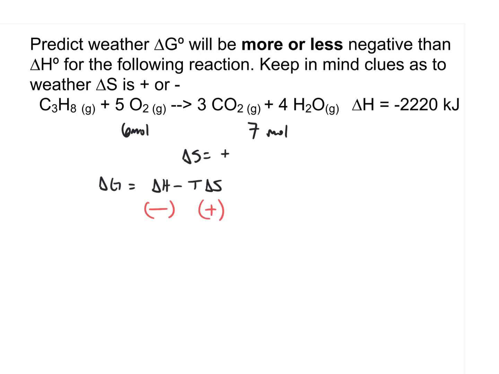Or in other words, when we take delta H and subtract a positive number, we become more negative. So to answer the question up above, delta G will become more negative in this situation because the entropy is increasing. Now, if for some reason the delta S for this situation was negative, then it would be subtracting a negative, which is the same as adding. In that case, the delta G would become less negative, or closer to 0. But since delta S is positive here, it is becoming more negative.